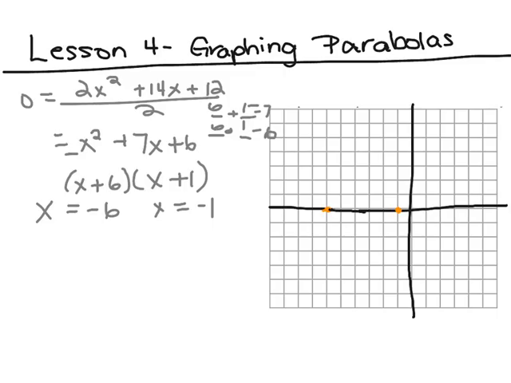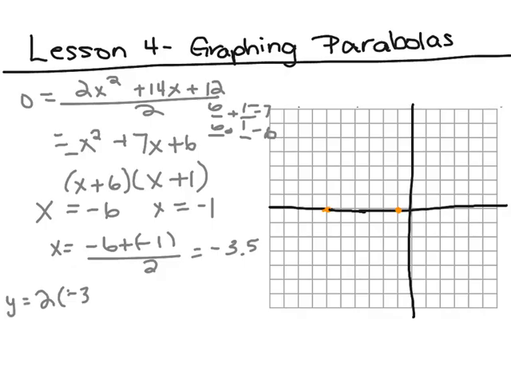Now we need to find our vertex. So we find our x by finding the number in between our two intercepts. So we have negative 6 minus 1 divided by 2 is negative 3.5. To find the y value in our vertex, we plug in the x value into our equation. So we have negative 3.5 squared times 2 plus 14 times negative 3.5 plus 12, and you should get negative 12.5.